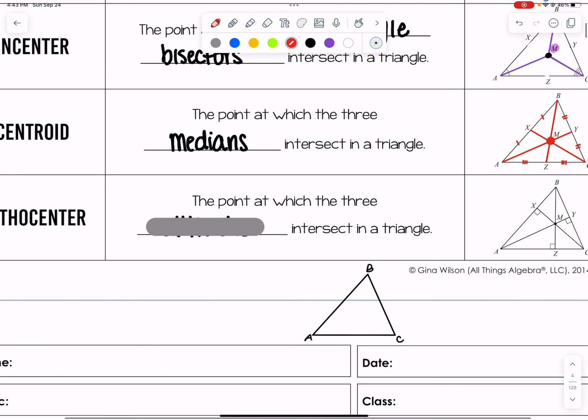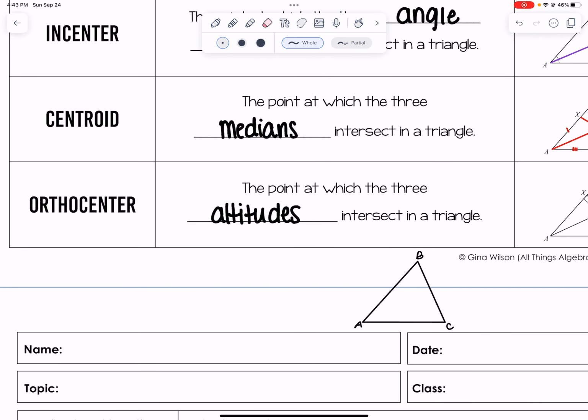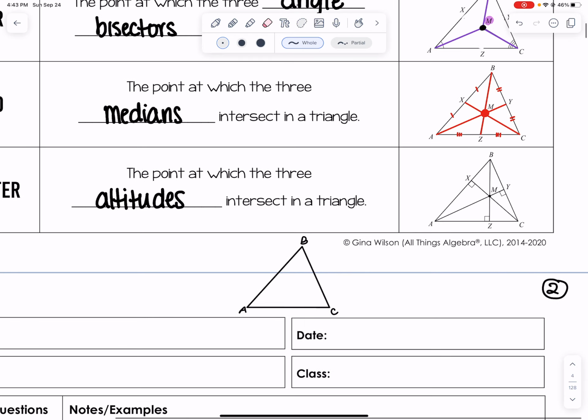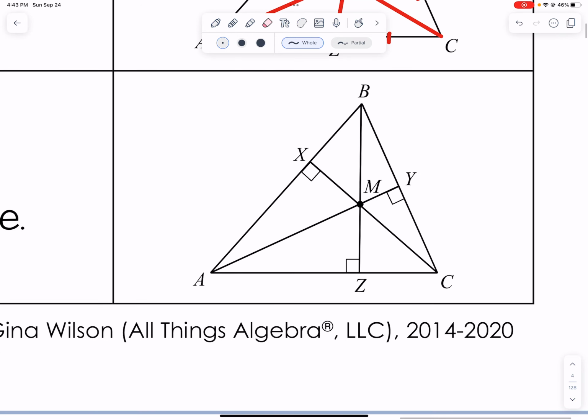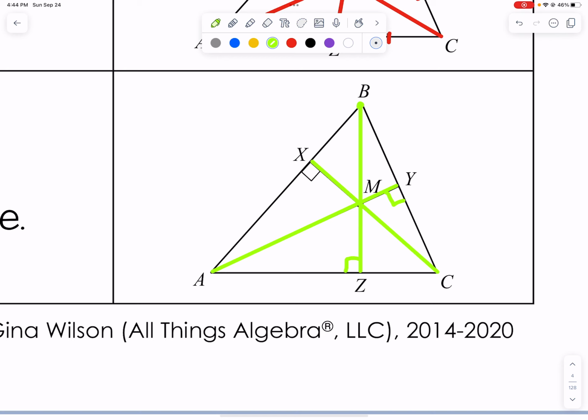And then lastly, we have orthocenter, the point at which all three altitudes intersect in a triangle. Remember, altitude is just going straight up or down and creating a perpendicular line. So the altitude of A, I start at A, I go straight down to create the 90 degree. At B, I go straight down to the side opposite to create a 90 degree. And at C, I go straight across, creating an altitude and a 90 degree. So the point where they intersect, that is known as the orthocenter.